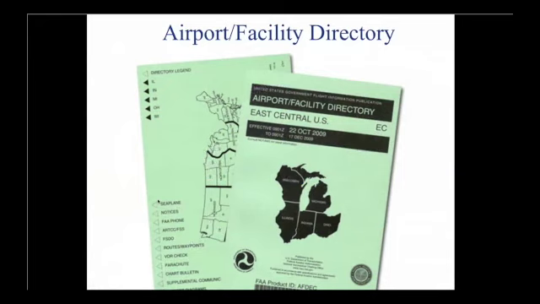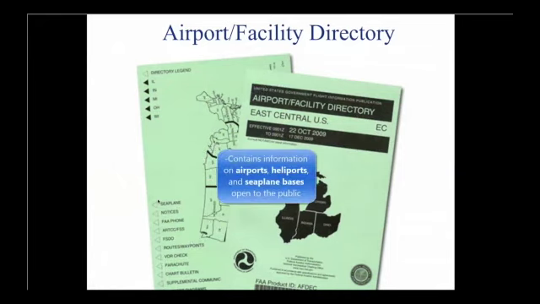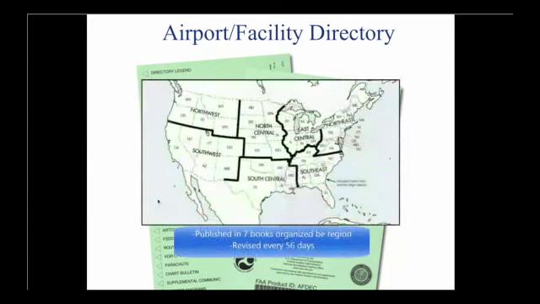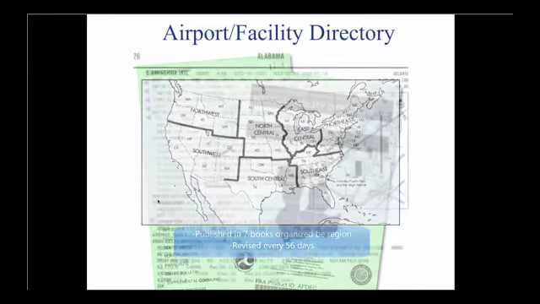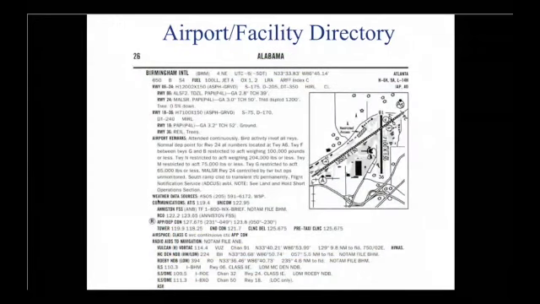The AFD provides the most comprehensive information on a given airport. It contains information on airports, heliports, and seaplane bases that are open to the public. The AFD is published in 7 books, which are organized by regions and are revised every 56 days. The AFD is also available digitally at www.naco.faa.gov. This figure contains an excerpt from a directory.